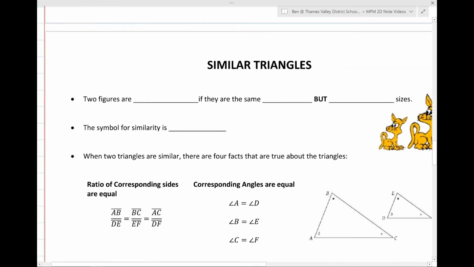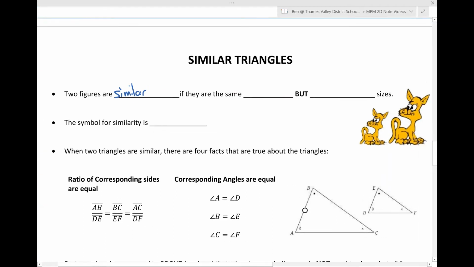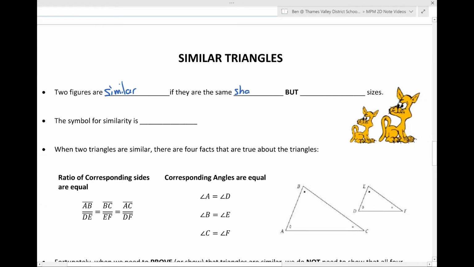Let's take a look now, not necessarily with congruent triangles, but with similar triangles. So two figures are similar if they are the same shape, but different sizes. And really, they can be different or the same. So they can be any sizes, right? Because if it's different, then it's not congruent, but it is similar. And if they're the same, then it is congruent, and it's also similar.